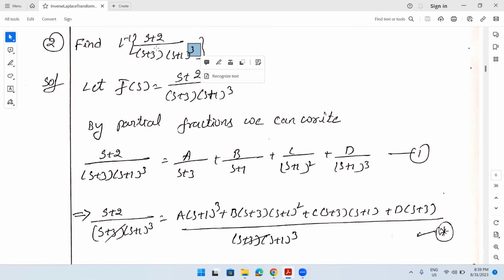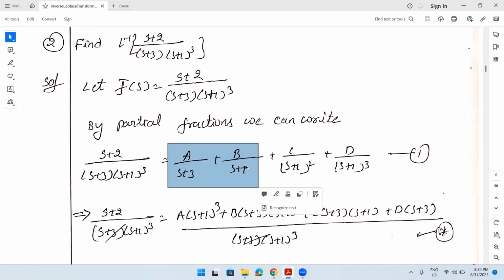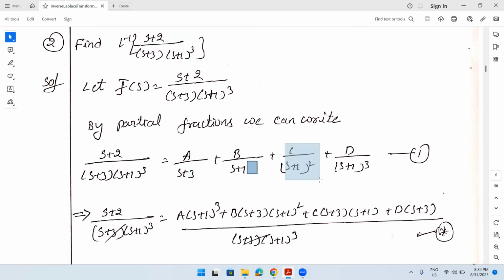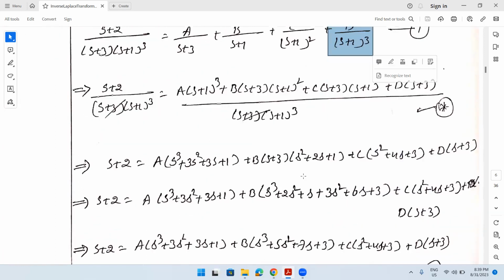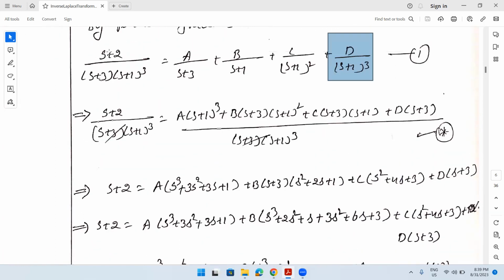If the whole cube is not there, we simply write A by s plus 3, B by s plus 1. But for (s plus 1) power 3, we write B by s plus 1, C by (s plus 1) whole square, D by (s plus 1) whole cube. Based on the simplification, we get the numerator s plus 2.